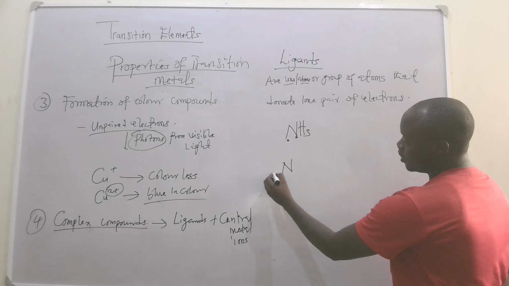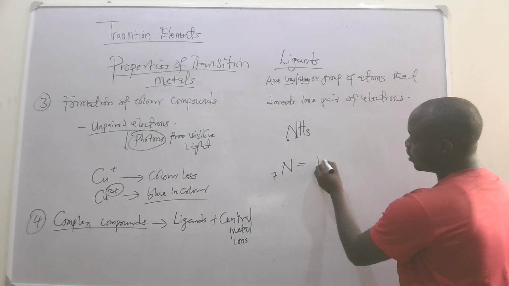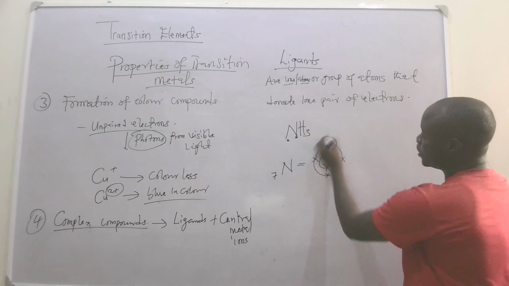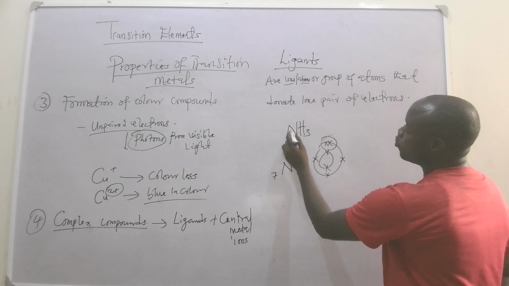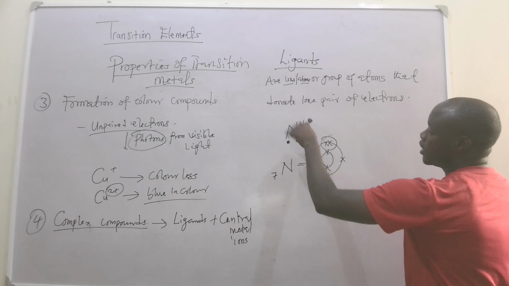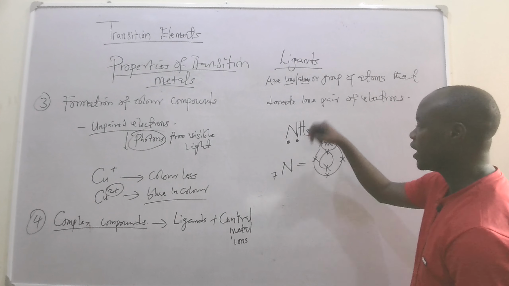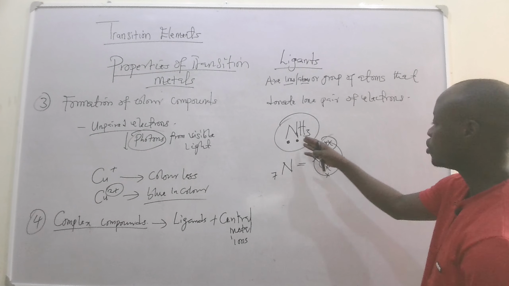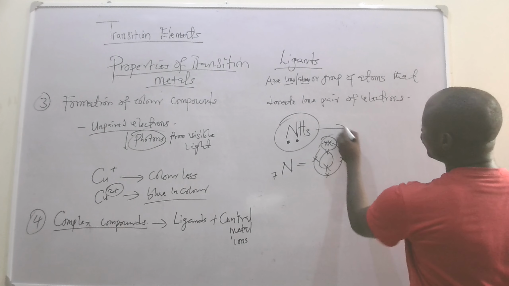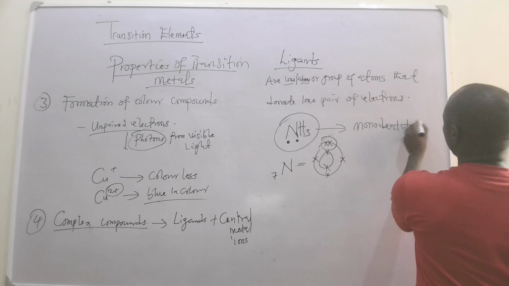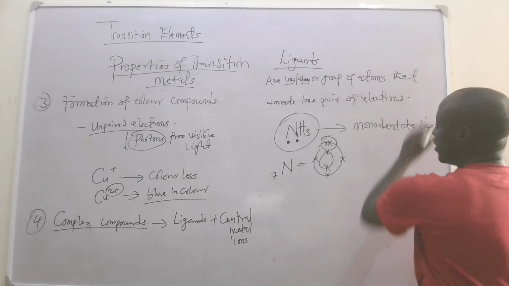Of course, let's see the atomic number of nitrogen: one electron here, then 1, 2, 3, 4, then 5. So this is the lone pair of electrons. It means that in ammonia, nitrogen has one lone pair of electrons, so it can donate it. So ammonia is a ligand, and how many lone pairs is it going to donate? One, and that is why it is called a monodentate ligand.